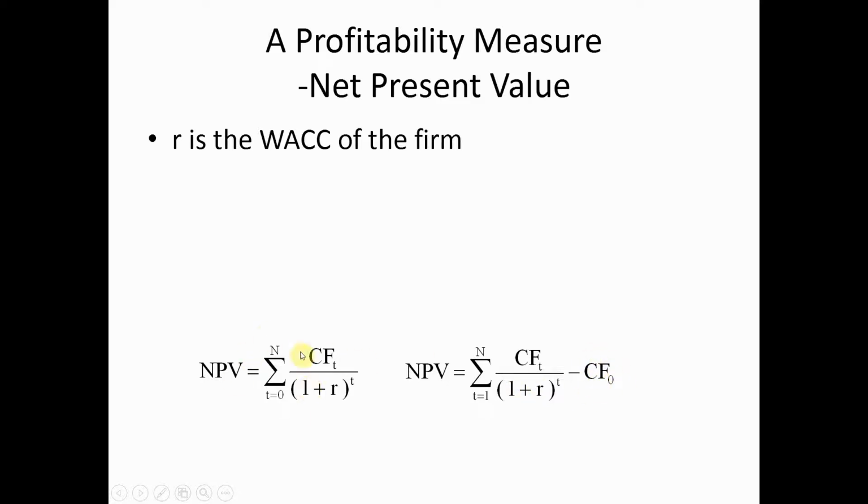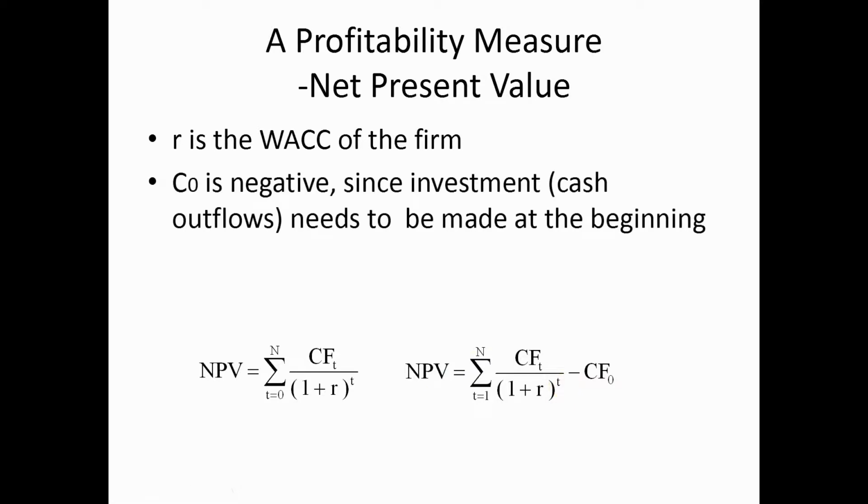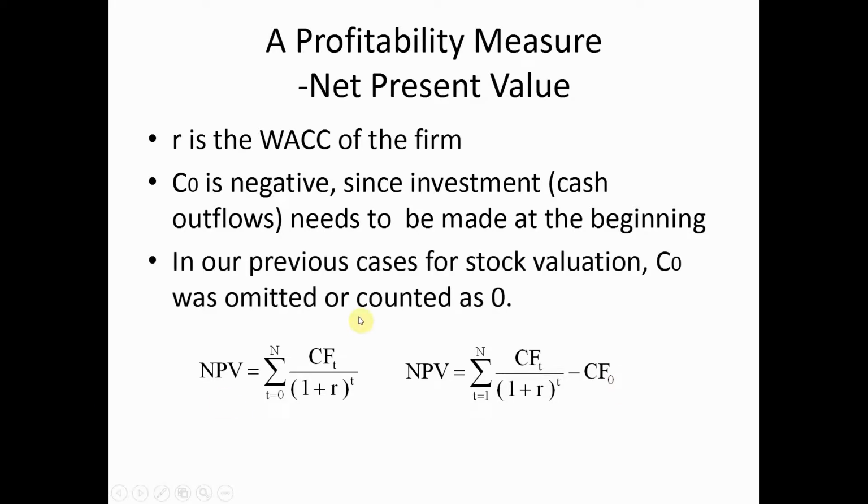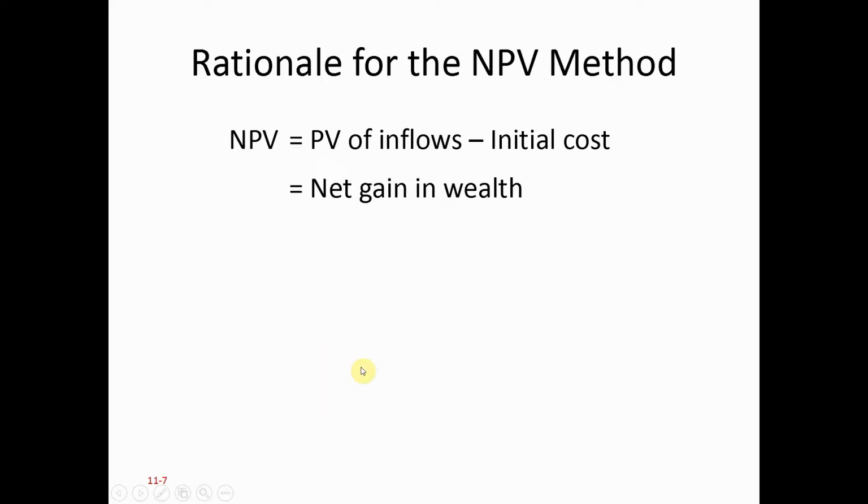Okay, the NPV formula, this is what we had before for chapter 9 and chapter 5. It does not incorporate an upfront capital expenditure. So in the new chapter of capital budgeting, we're gonna use the formula on the right. The cash flow zero, the cash flow today, is negative, and the investment needs to be made at the beginning. In our previous case for stock valuation, the cash flow zero was zero, so we did not really have a place for cash flow zero.